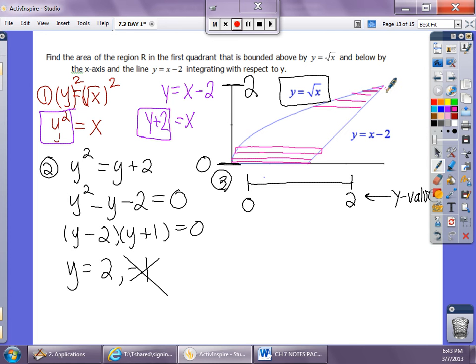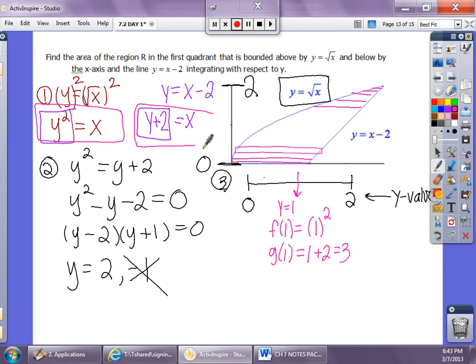In terms of picking a y value, I would pick 1. So when y equals 1, f of 1 would be 1 squared. Where am I getting that from? I'm getting that from here. Okay? And then g of 1 would be 1 plus 2, which is 3. And again, I'm getting that from this function.